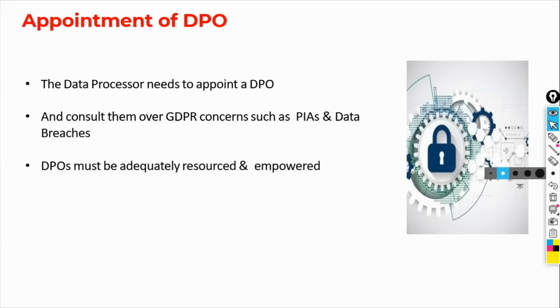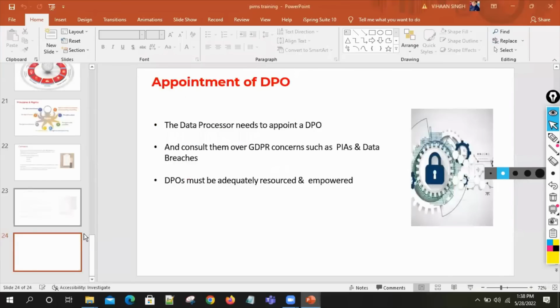Appointment of DPO. You need to appoint a DPO, data protection officer, within your organization. Apart from these three, consent, DPIA, and the appointment of the DPO, all other controls are the same. The cybersecurity related controls we are going to discuss would be the same. The technical controls would be the same.